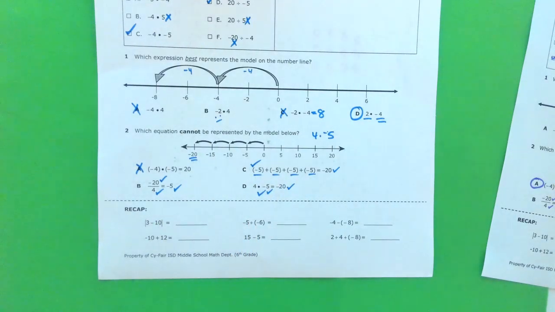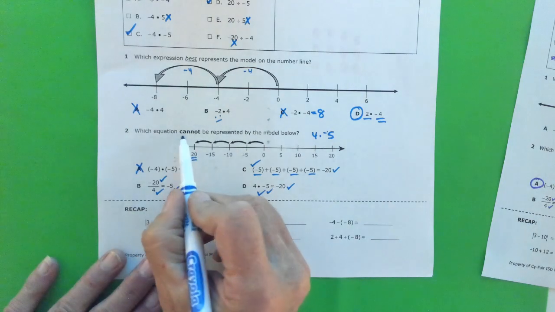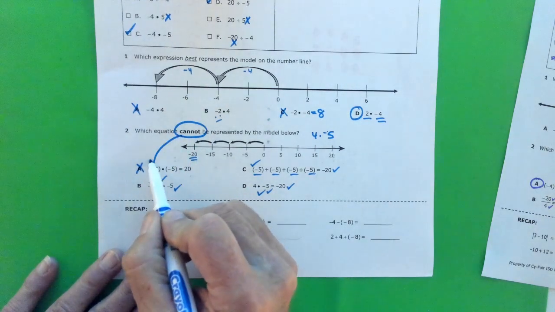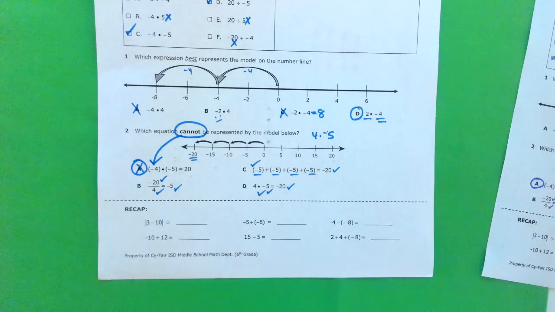How do I have 3 right ones? Oh, it said it cannot, so we're looking for the wrong one. A is the answer. Be careful of those. They try to trick you, and for those of us that read too fast, that's what happens.